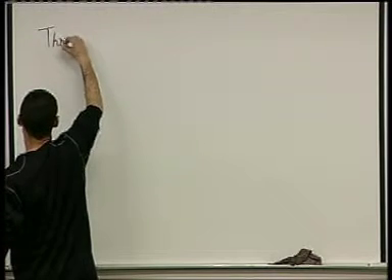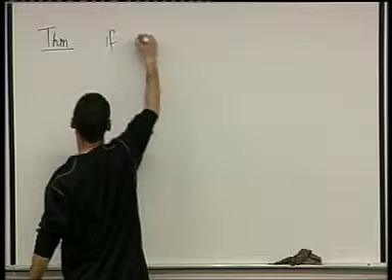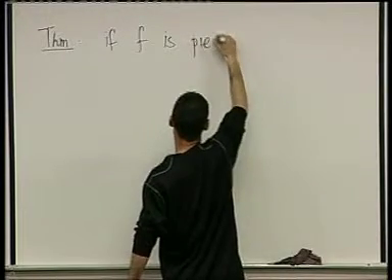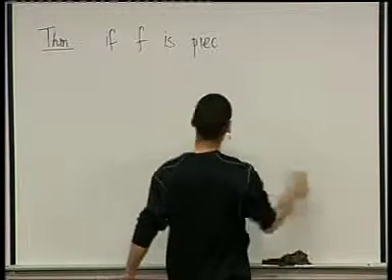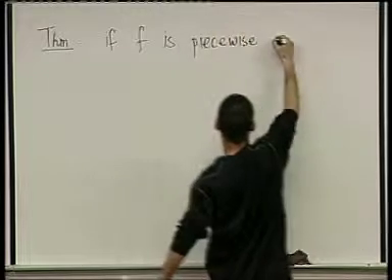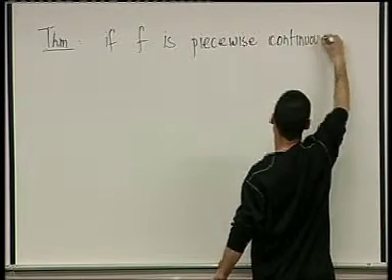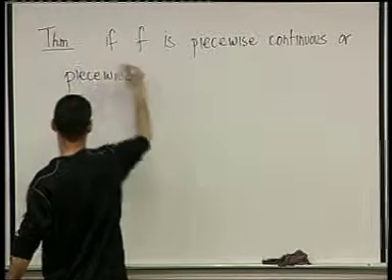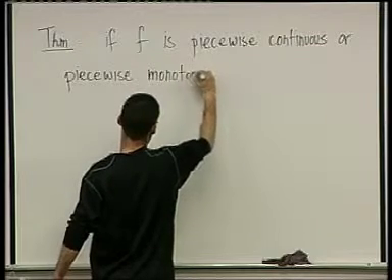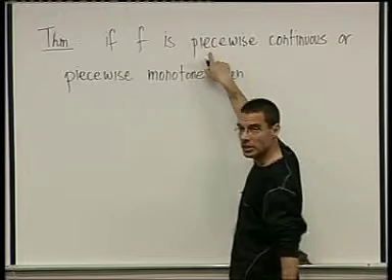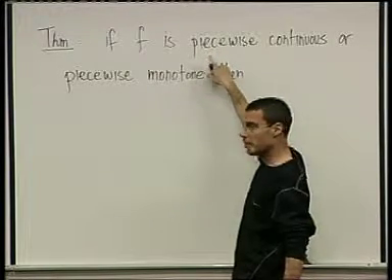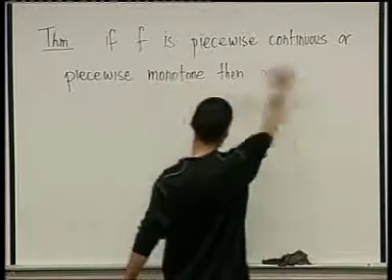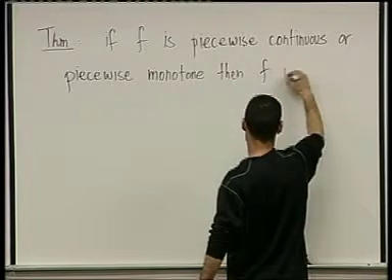So theorem: if f is, this is an if statement, it doesn't necessarily happen, but if f is piecewise continuous, or piecewise monotone, then, did I get the I and the E in the correct order? No one ever knows. No one ever knows, that's true. But does somebody know? It's correct? Good. So, if f is piecewise continuous or piecewise monotone, then f is integrable.